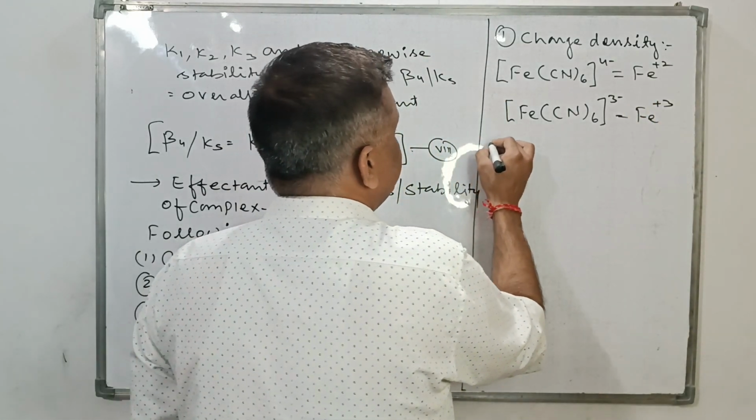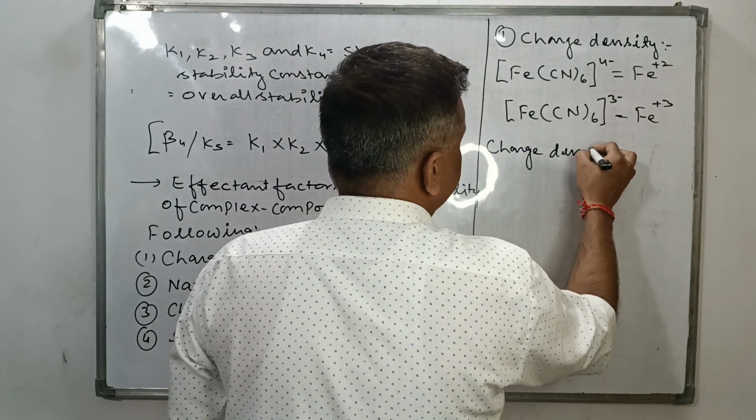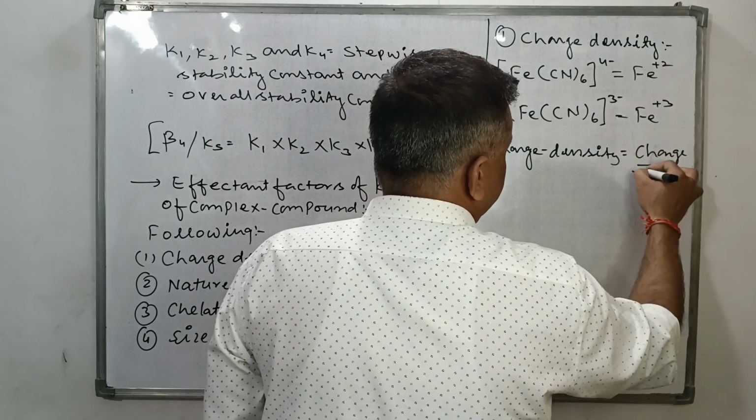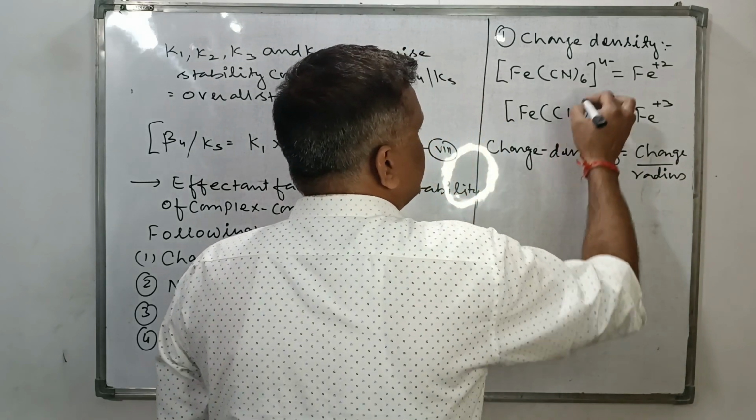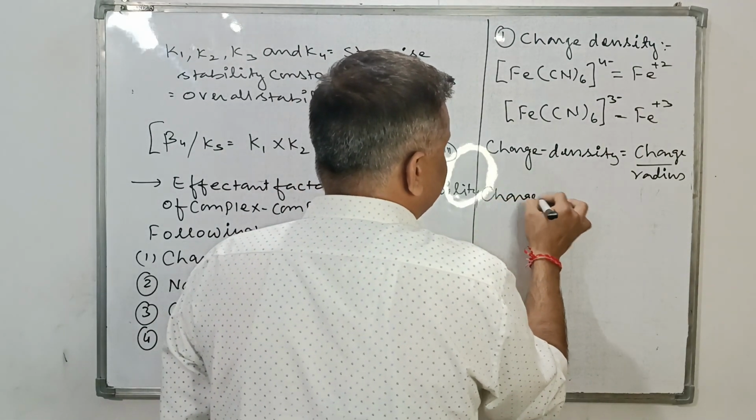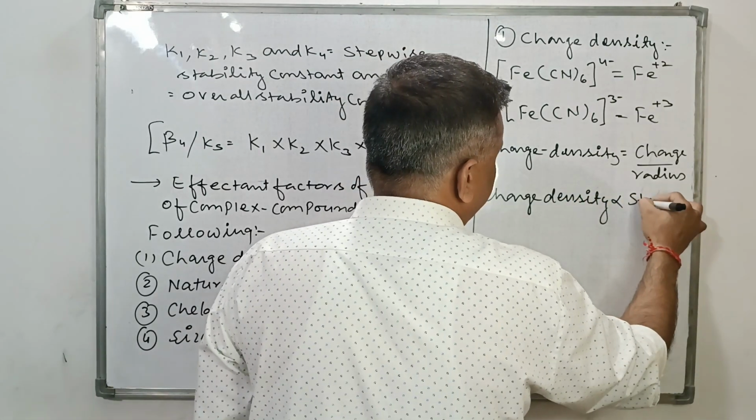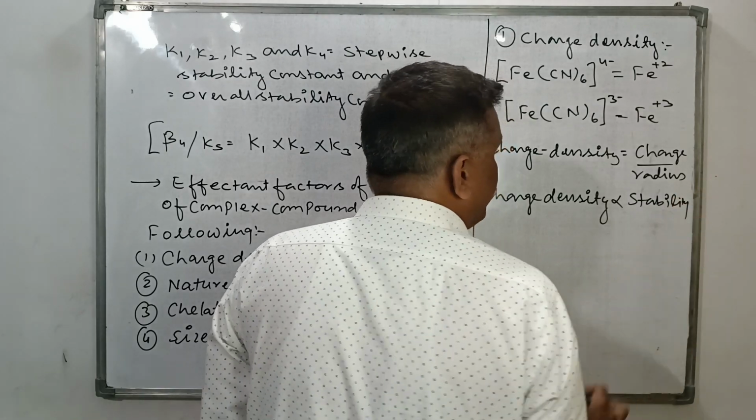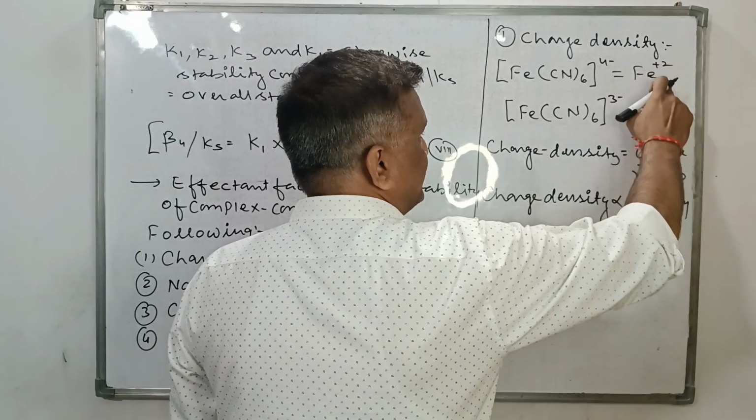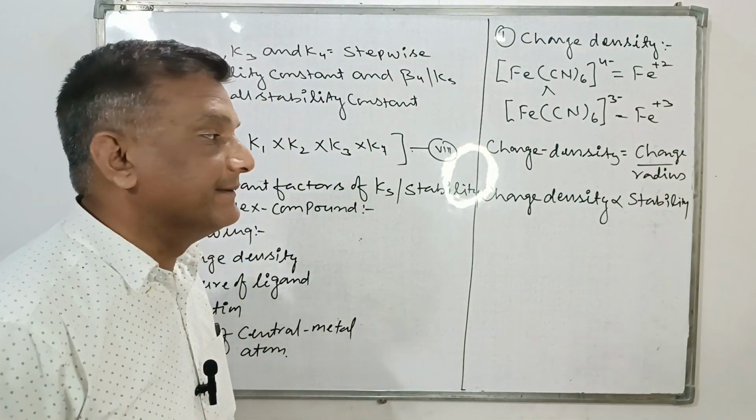And the charge density is equal to charge upon radius. So more value of the charge, more value of the charge density, and more value of charge density, then the stability of the complex compound will be more. So here the charge values are plus 3 and plus 2. So this compound, ferricyanide ion, is more stable than the ferrocyanide ion.